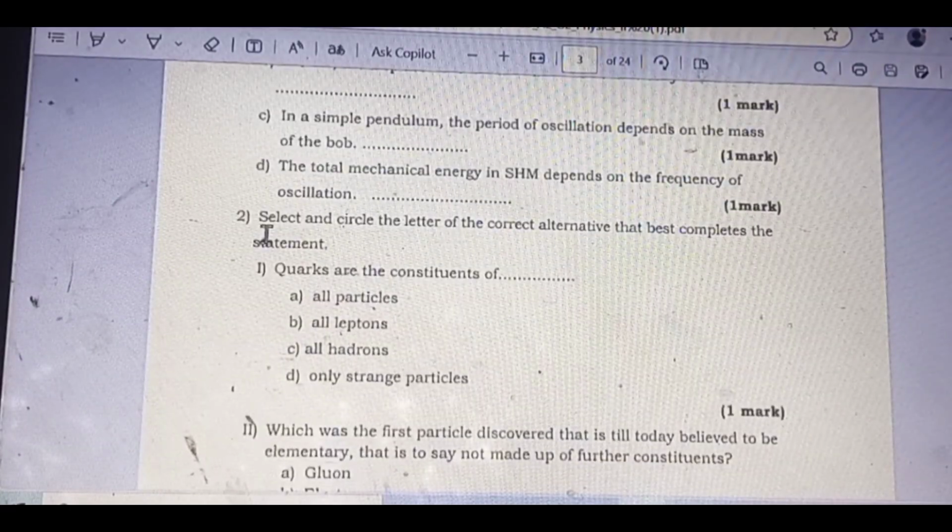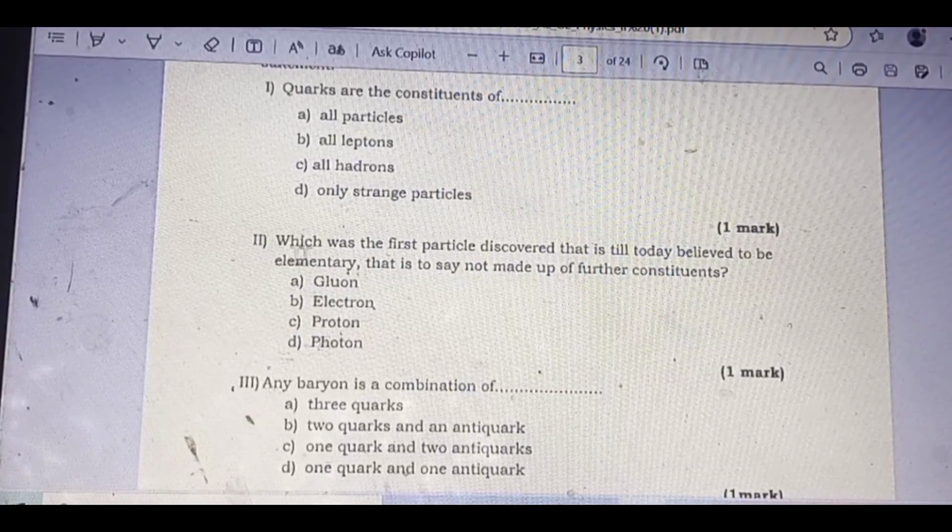Question 2. Select and circle the letter of the correct alternative that best completes the statement. I. Quarks are constituents of. We have different options. The correct one is letter C, hadrons. II. Which was the first particle discovered that is still today believed to be elementary, that is to say not made up of further constituents? The correct option is letter B, electron.